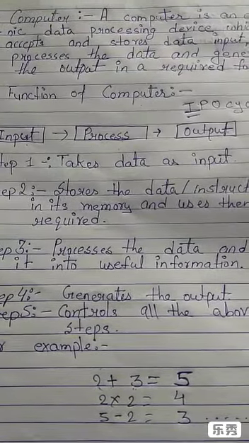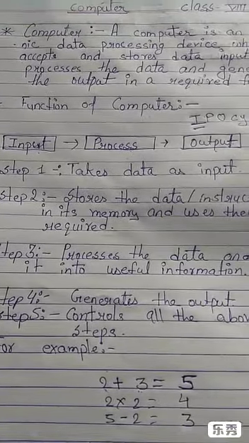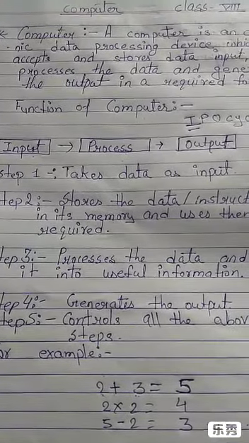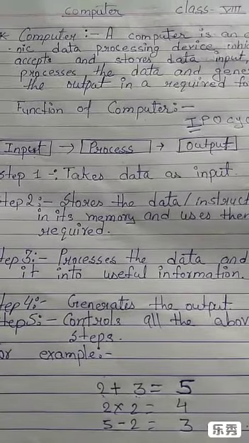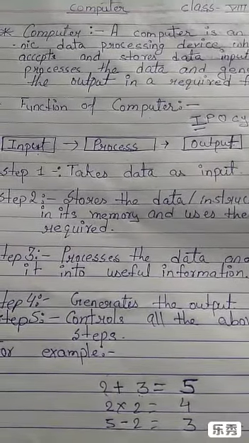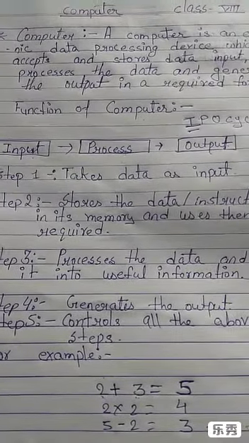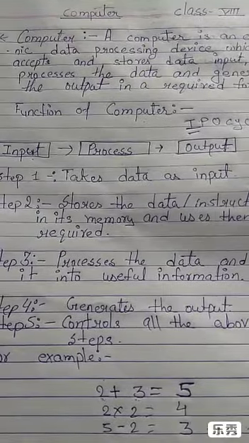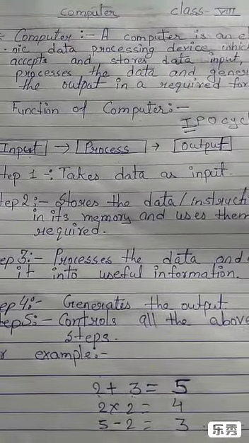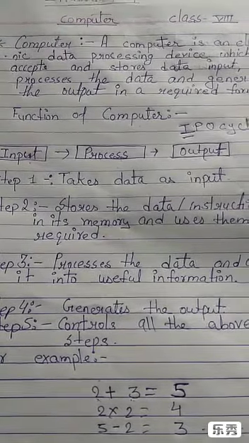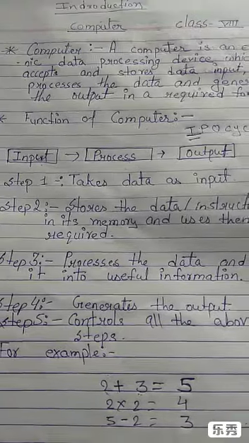First, the input unit. This unit contains devices with the help of which we enter data into the computer. This unit creates a link between the user and the computer. The input devices translate the information into a form understandable by the computer. It means the data we input is translated into the computer language. Computer language is binary language.